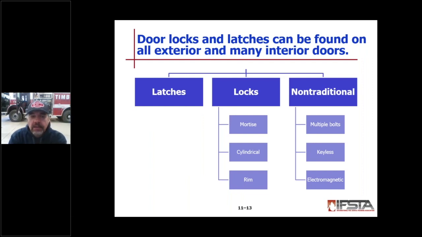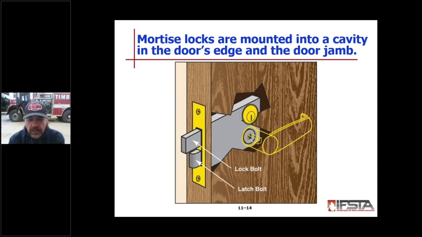So door locks and latches on all exterior and many interior doors. We have latches. We have a number of different kinds of locks, which are typical or traditional, and then we have non-traditional locks. So one of the first ones here is a mortise lock. It's mounted into a mortise, which is basically a routed out groove in the side of a door. Rectangular in shape. It has a lock bolt and a latch bolt, and then some type of handle or knob.